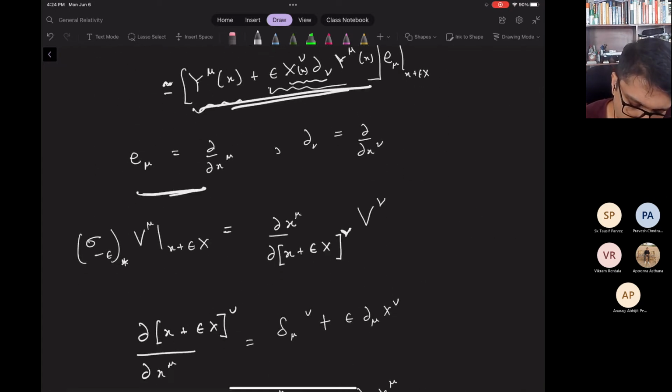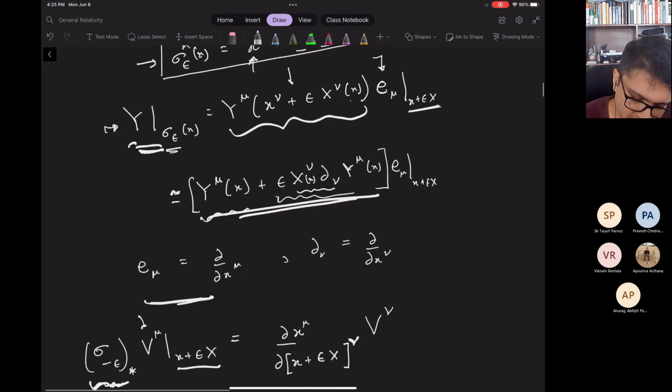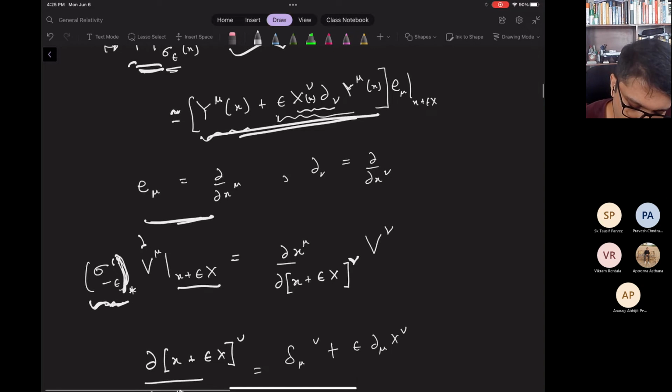So how do we evaluate the push forward of a vector using this inverse diffeomorphism? Suppose this vector, like this vector y, is at x plus epsilon x. If we want to push it forward using the inverse map, or pull it back, whatever you like to think about it, we saw that you need to use the Jacobian of the transformation. So in components, you have to use partial x mu, the old coordinates, which are x plus epsilon x nu, acting on v nu.